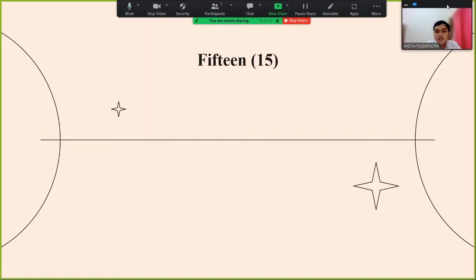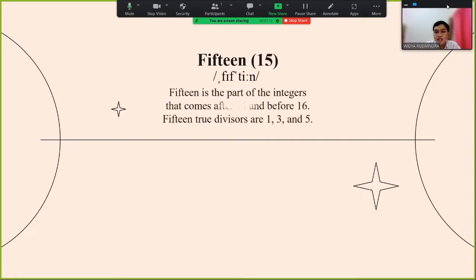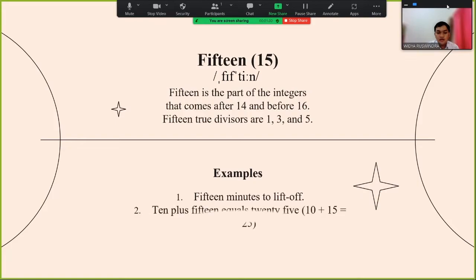The first vocabulary is 15. This is the symbol for 15. The pronunciation is 15. 15 is the part of the integers that come after 14 and before 16. 15's proper divisors are 1, 3, and 5. For example, first, 15 minutes to leave. Second, 10 plus 15 equals 25. This is the symbol of 10 plus 15 equals 25.